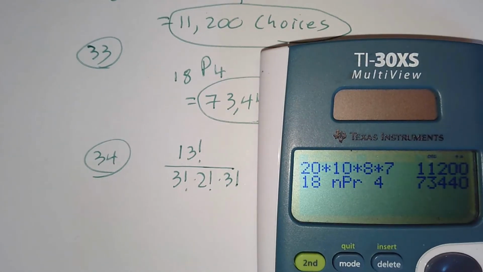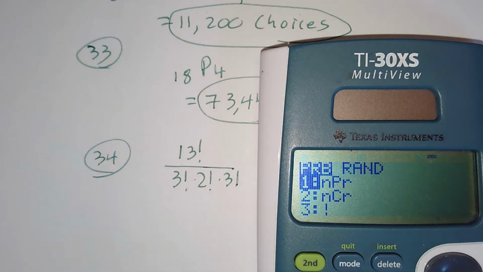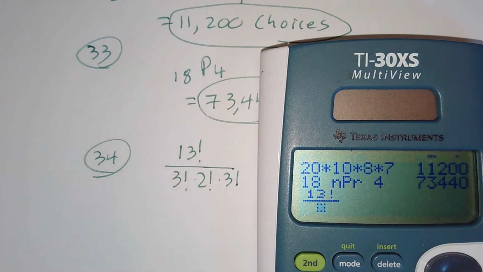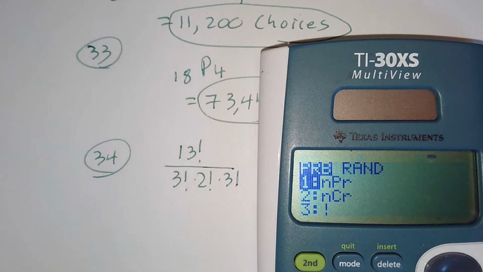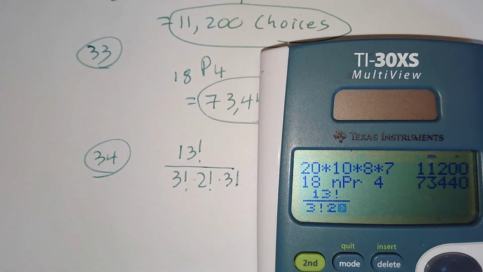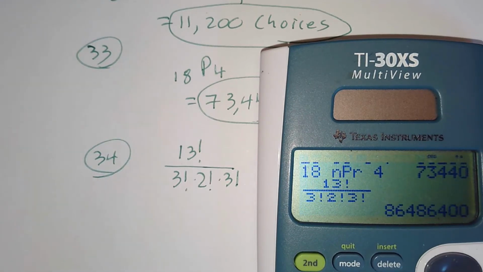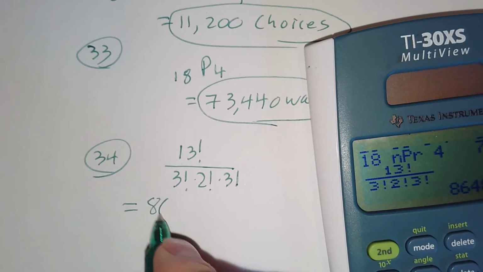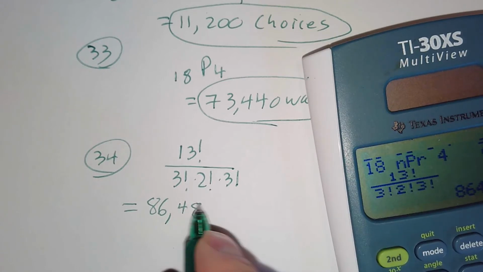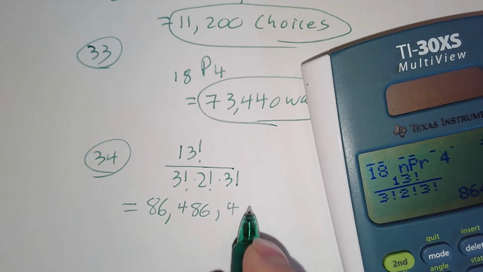So we're going to go and crank that out. I'm going to do this as a fraction. My 13, my probability key, option 3. Then 3, probability key, option 3. 2, probability key, option 3. And finally 3, probability key, option 3. Alright, so we get a nice big number. So that looks like 86,486,400 ways.